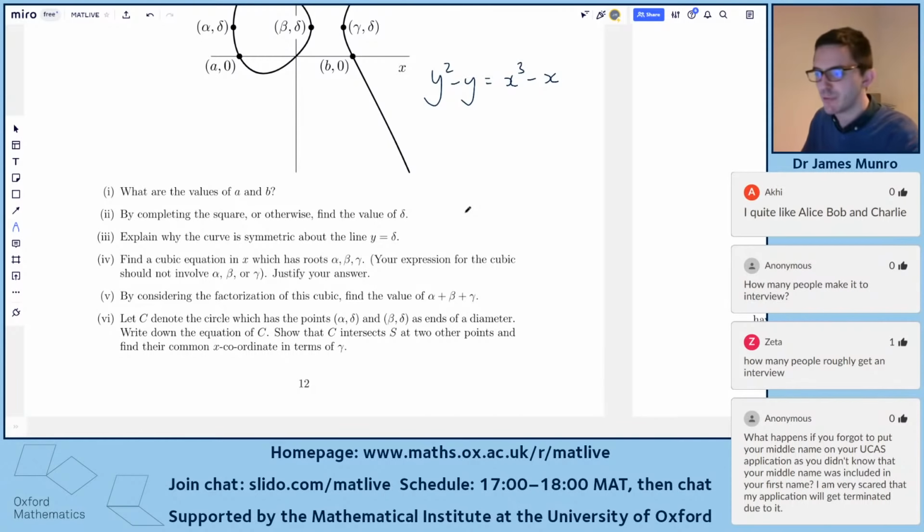How many people make it to interview? About 3 people per place make it to interview for maths and that sort of thing. About 3 people per place.